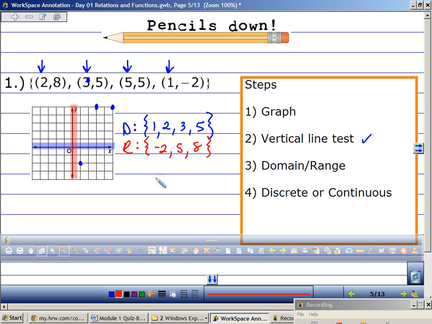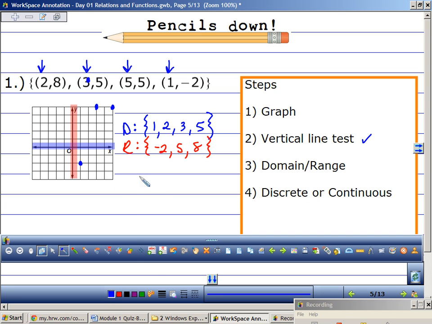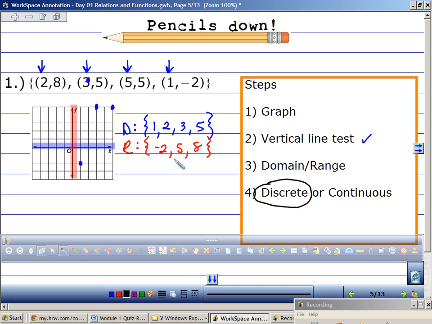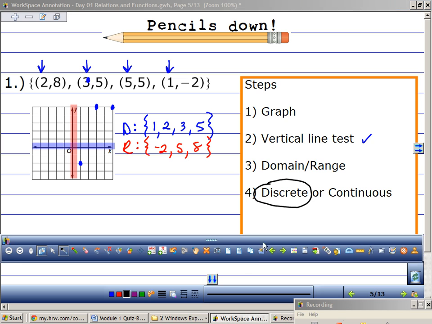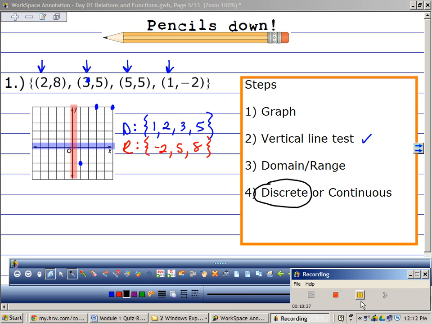Okay, so make sure you have this down. Finally, number 4 would be discrete or continuous. Is this graph or this relation discrete or continuous? It's discrete. So we'll circle discrete. Why? Can somebody tell me why it's discrete? It doesn't continue on, right? It's just sets of points that are plotted on a graph. Give you a second to make sure that's copied down in your notes.